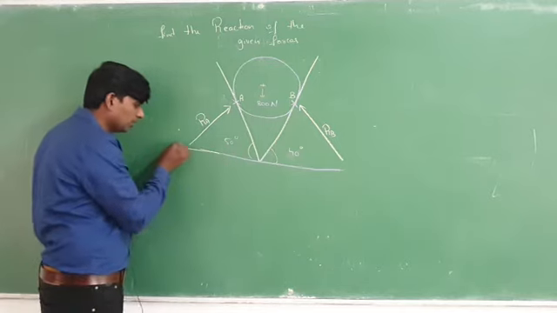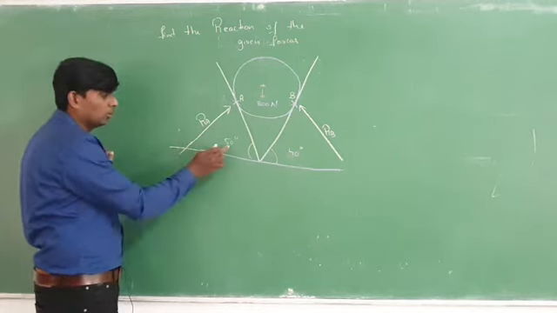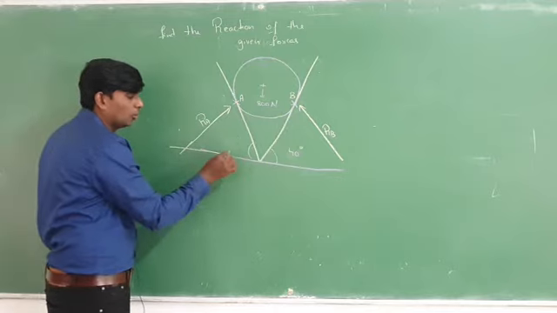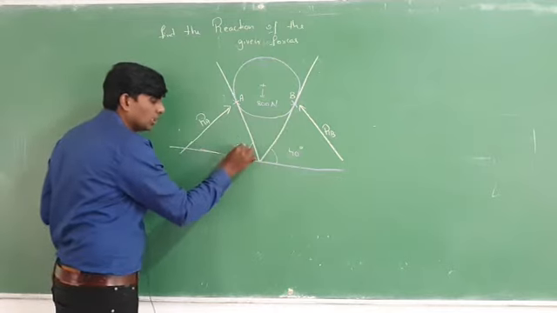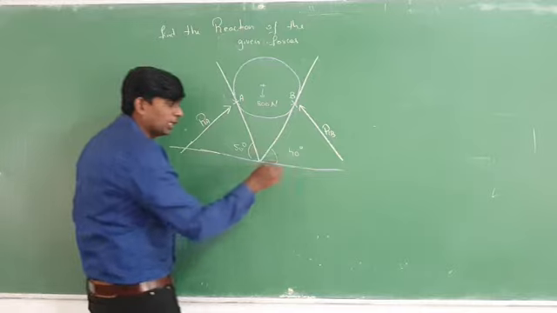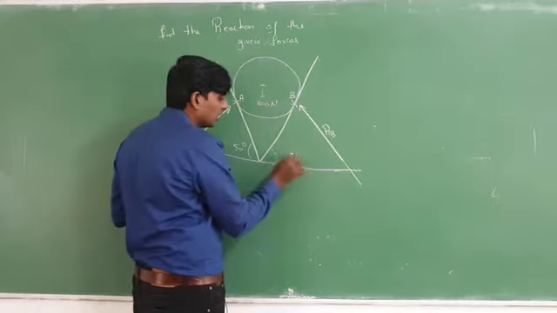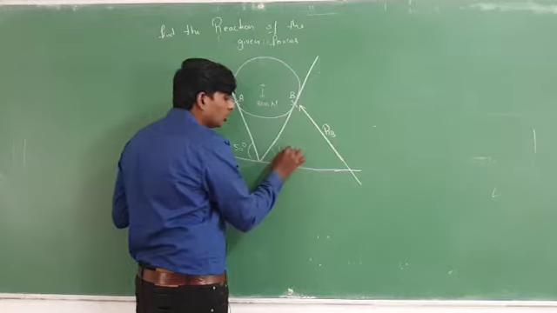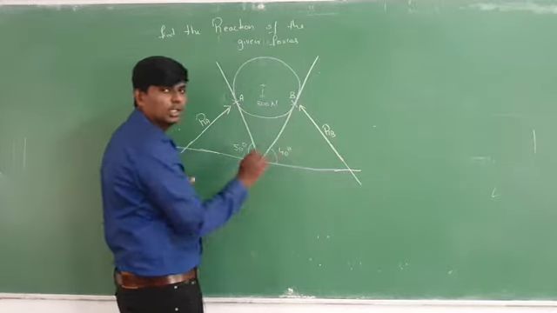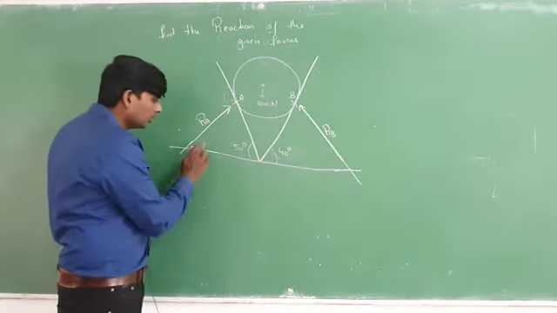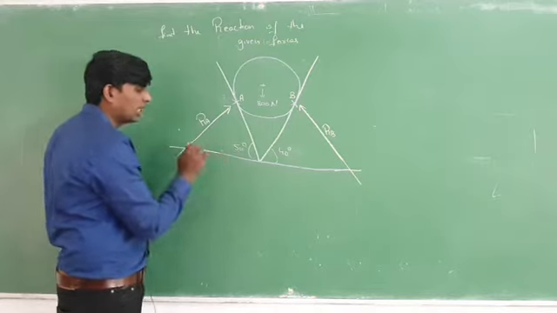See, if I extend this one, an angle will be formed here. How much is the angle? 50 degree. If I extend this one also, an angle will form here also. How much angle is there? 40 degree. So the sum of these two angles should be 90 degree.